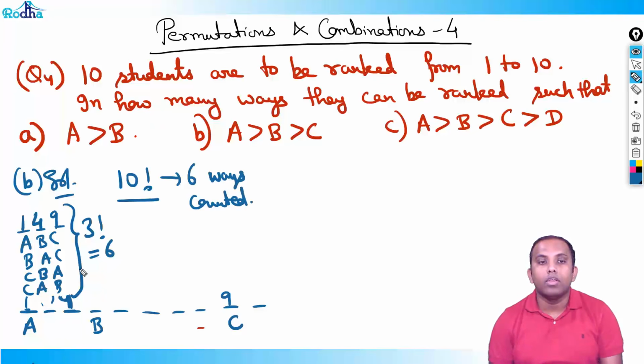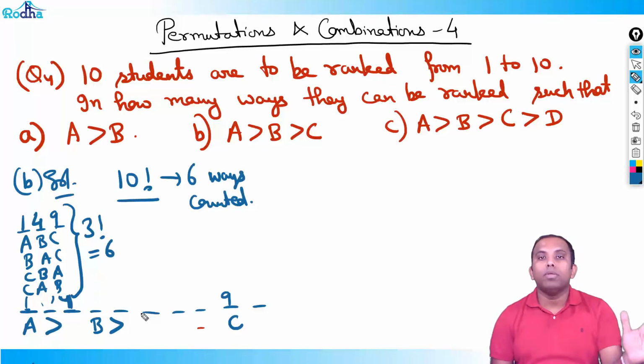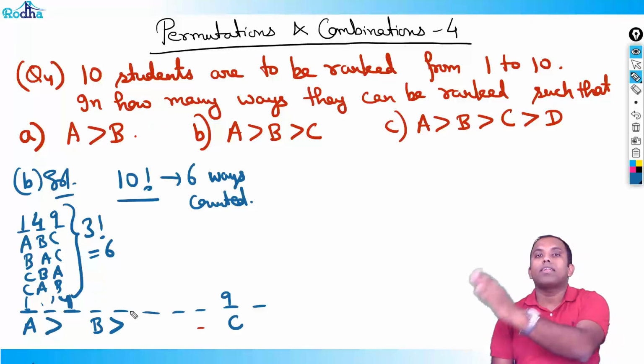But how many ways do we have to take? Out of those 6 ways, I have to take only one way, that is, A has to be before B and B has to be before C, right? So out of 10 factorial, all the possible ways are counted. So if you see only for A, B and C, then if A is at rank 3, B is at rank 5, and let's say C is at rank 10.